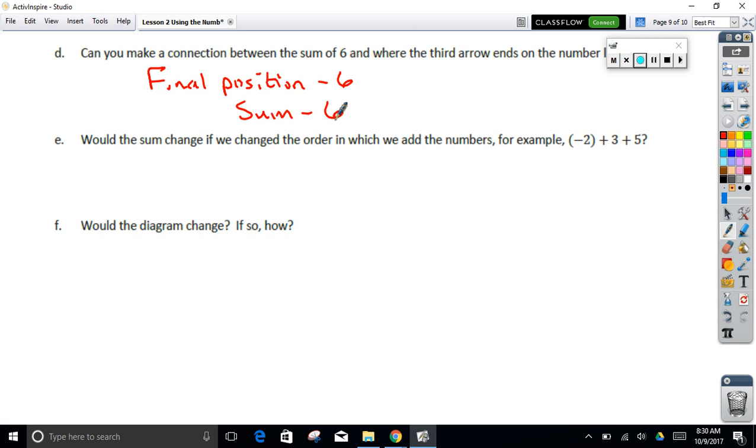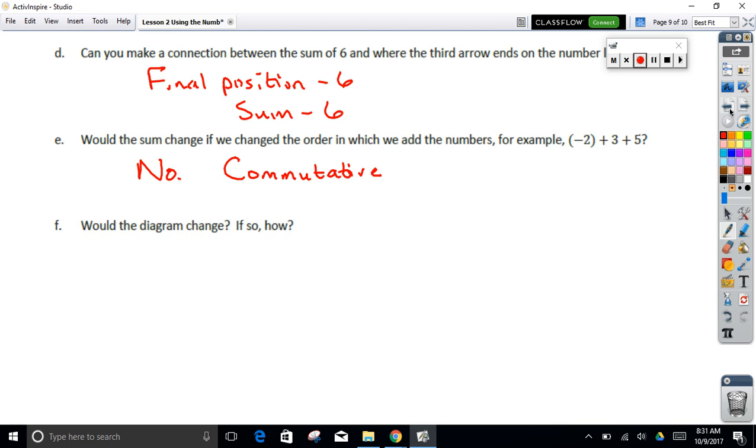Would the sum change if we change the order in which we add the numbers? So if we started with -2, we did -2 plus 3 plus 5. McKenna, would the answer change? No. Why not? Because they'll just all add up to do the same thing. But why would they all add up to be the same thing? Do you remember the name of that property? Anybody remember the name of the property? Adria? Because of the commutative property. Doesn't ask us to describe, but we could because it's commutative.